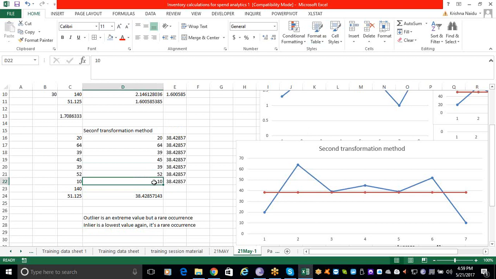And if everything is in the same pattern, same trend, that's what we have to follow, and based upon those things only, we have to do the predictions. Okay, so if you look at here, for me 10 is the inlier, and 140 was the outlier.